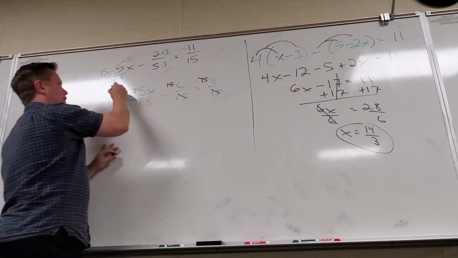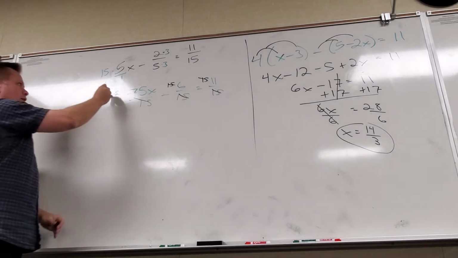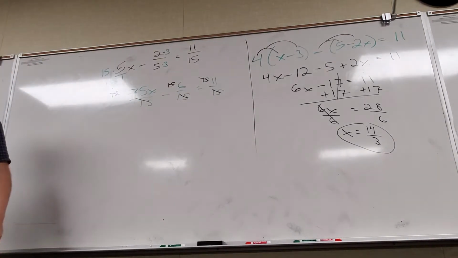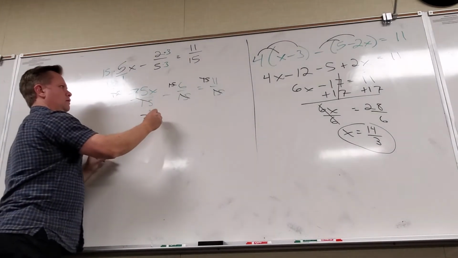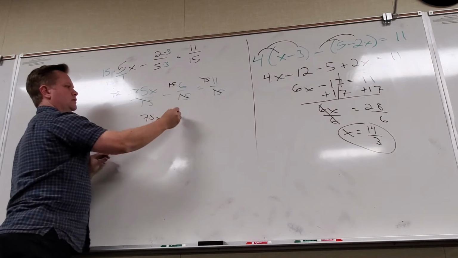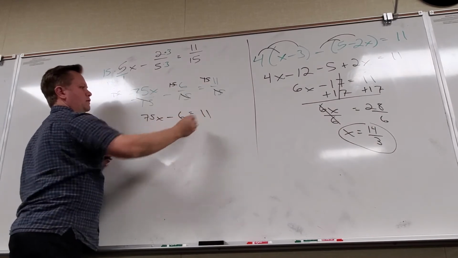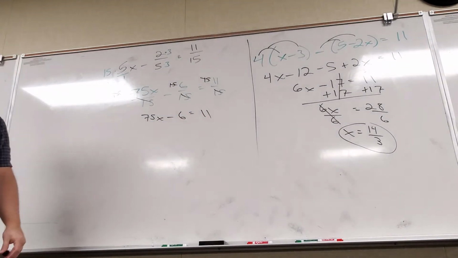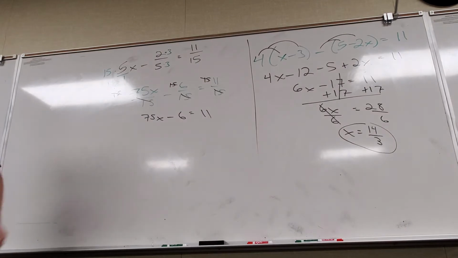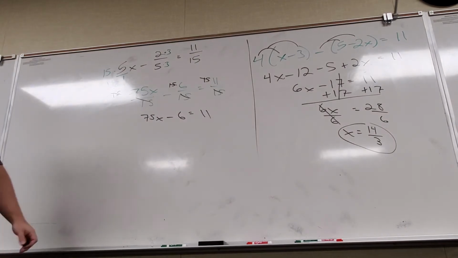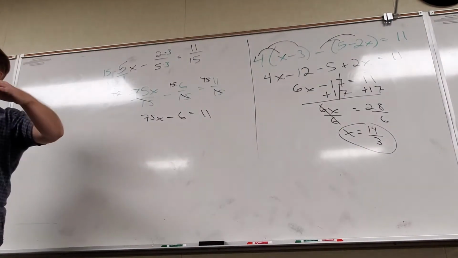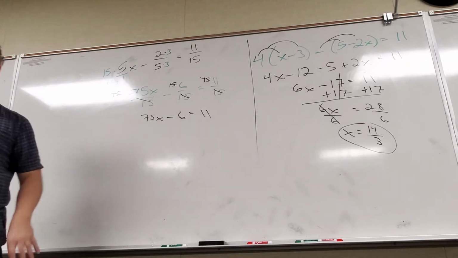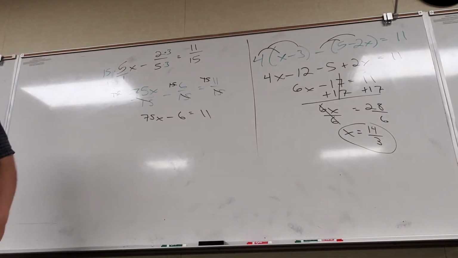Die, die, die. Totally die. So what's left alive? 75x minus 6 equals 11. Hey, that looks nice, right? You almost don't care about the 75 because it's just going to be the last step and you'll be done. Do you guys see that? So I did make the numbers larger, like I told you. That's the trade-off. You can kill fractions, but something's going to have to happen.